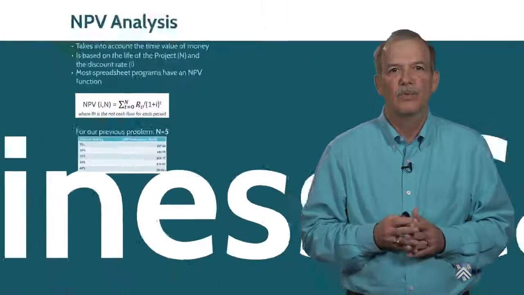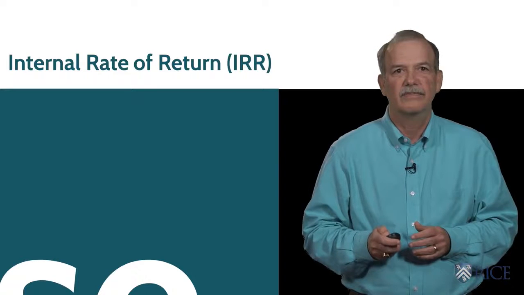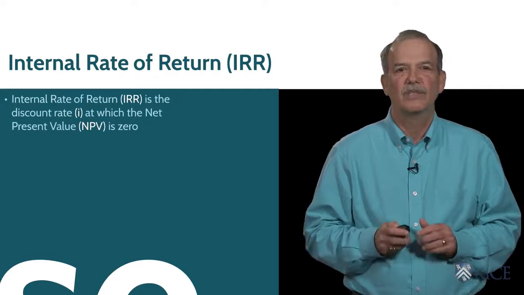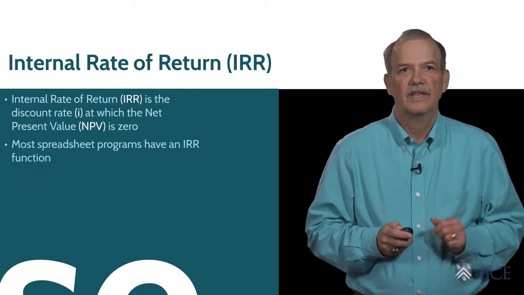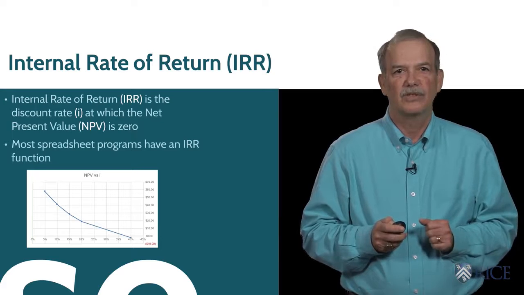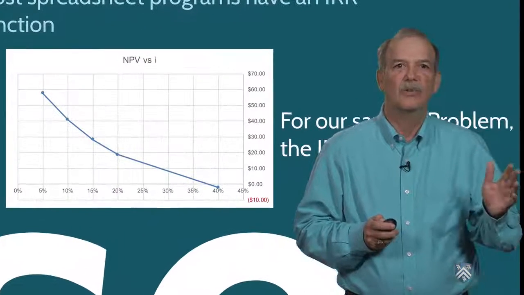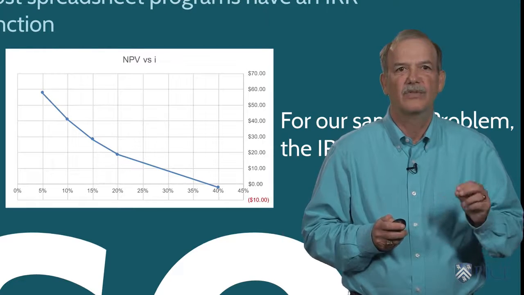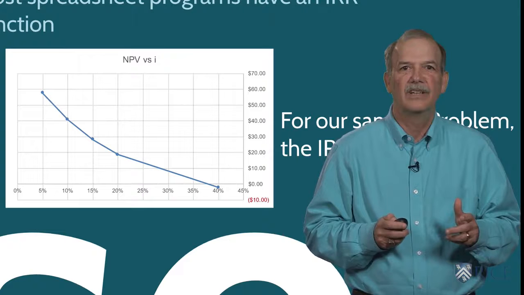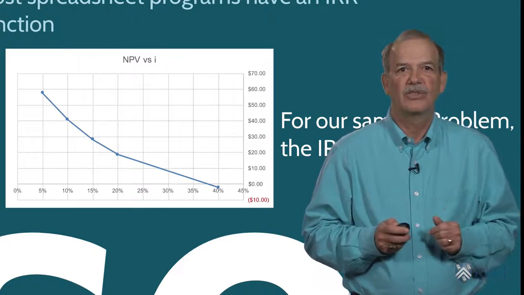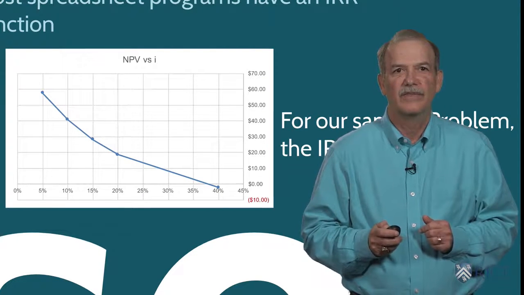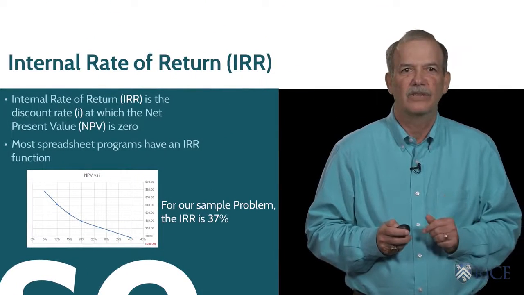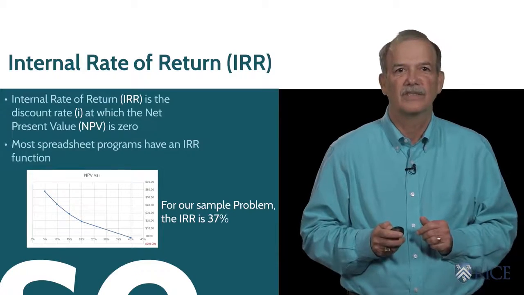The last method we'll review is the internal rate of return. The internal rate of return is the discount rate at which the net present value is 0. Today we use a spreadsheet function to do it. In the old days, you calculated the internal rate of return by preparing a graph of the net present value versus the discount rate, as shown here, and plot where the line crosses 0 to find the internal rate of return. For our example, the place where the chart crosses 0, or the internal rate of return, is 37%.